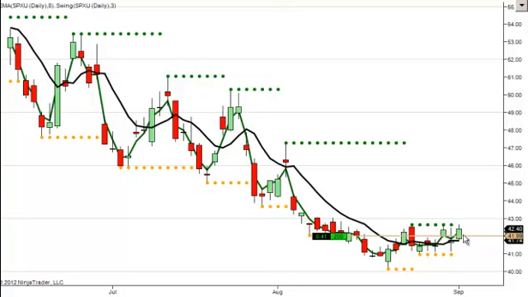But the trend is your friend. It truly is. The thing about it is, so many times people don't know what the trend is. They don't have a definition for a trend. And you can have multiple trend definitions.